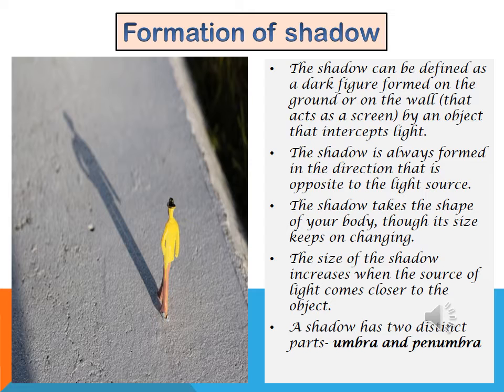What happens when the sun is behind you? Your body blocks some of the sun's light, causing a shadow to form in front of you. The shadow takes the shape of your body, though its size keeps on changing. The shadow moves as you move or the source of light moves. The size of the shadow increases when the source of light comes closer to the object.